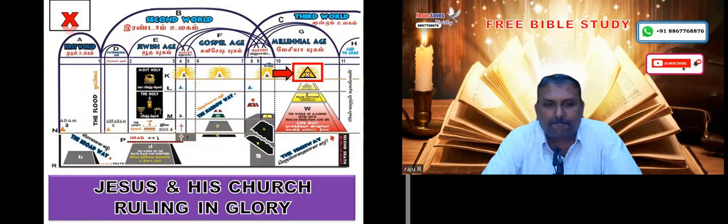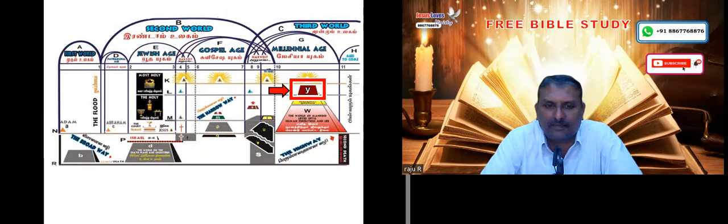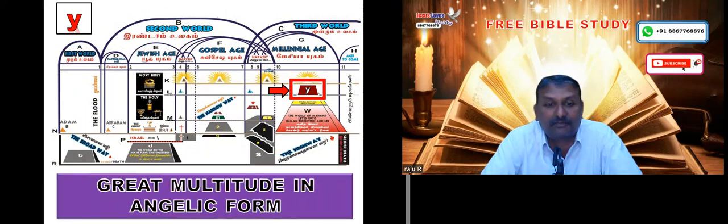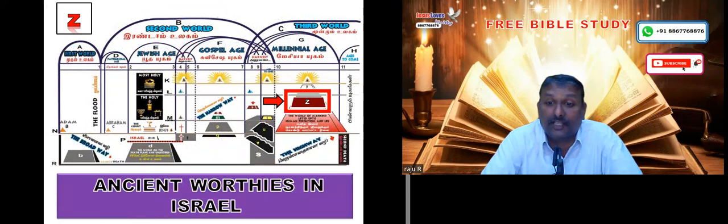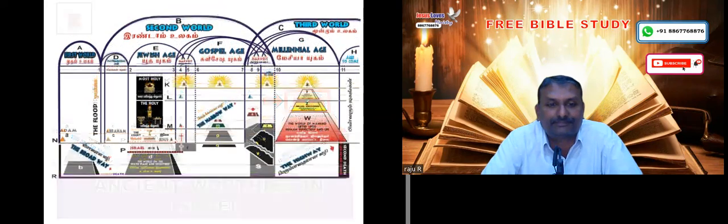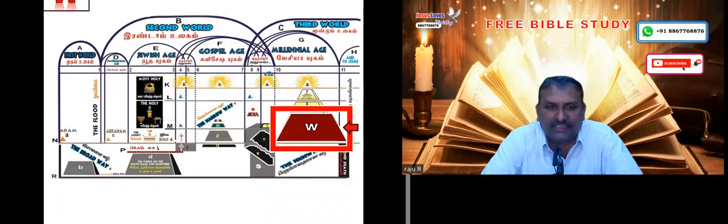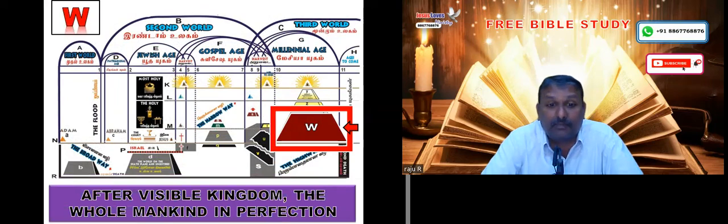So here the hex represents the church. Again, the four salvations. You remember, last time we read about that. Jesus, the church in his glory. Then Y represents the great multitude in the angelic form. And Z represents the ancient worthies in Israel. And W represents the visible part of the kingdom, the world of mankind. So this is the summary of the divine plan of ages. Okay, brother? Kumar brother? I hope you might have understood a little bit of the portion of it.